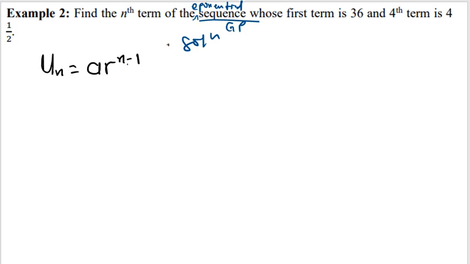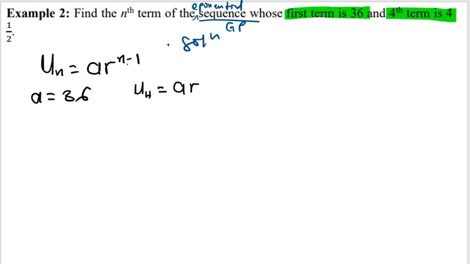The first statement is saying that the first term is 36, so we have a to be 36. That is my first term. And the fourth term is 4. So my fourth term becomes U4, which becomes ar^(4-1), so my U4 becomes ar^3.